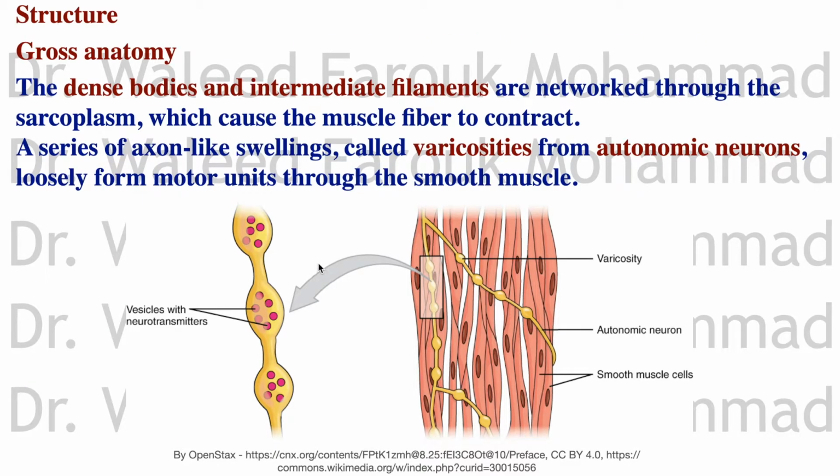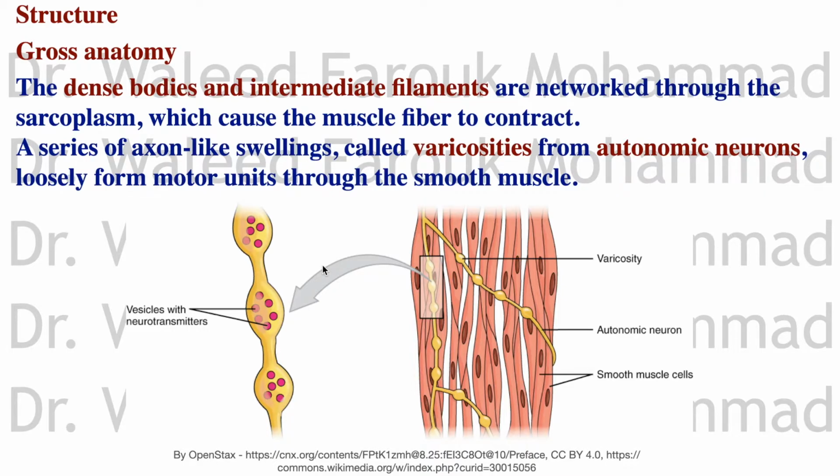As for the structure of smooth muscles, there are so-called dense bodies connected to each other by intermediate filaments in the form of a network around the muscle through the sarcoplasm, and this causes the muscle to contract. They pull on each other, leading to a decrease in the size of the muscle, so contracting the muscle.